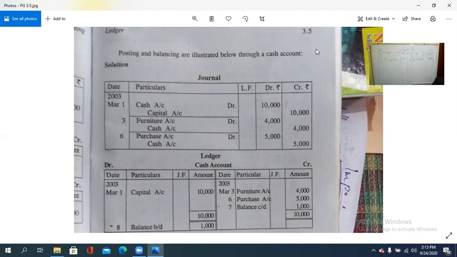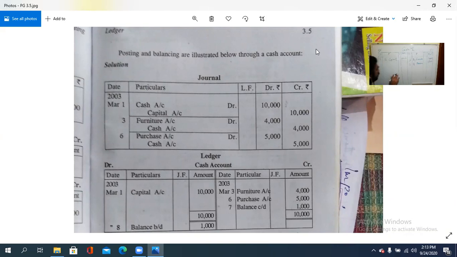So here only the cash account, for you I need to show how it is to be balanced. So purchase account debtor to cash. On which day? It is 6, by purchases. So how much? It is 5,000.